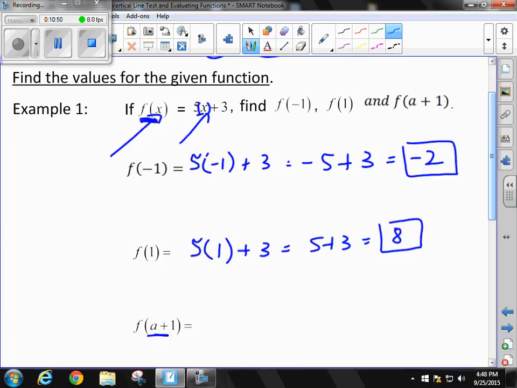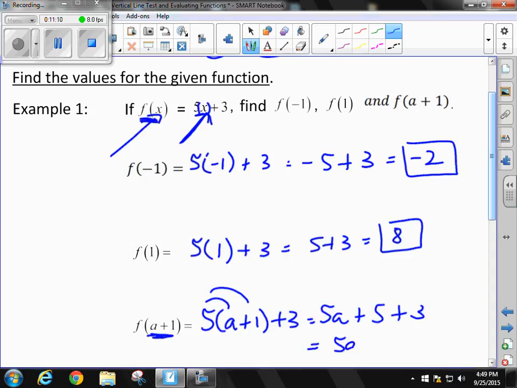And now we're going to replace x with a plus 1. So we have 5 times a plus 1 plus 3. When we distribute the 5, we'll have 5a plus 5, because 5 times 1 is 5, plus 3. And when we combine the like terms, we'll have 5a, and 5 plus 3 is 8. So we'll have 5a plus 8. One more example.